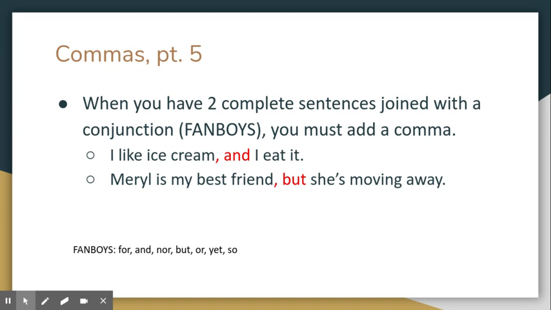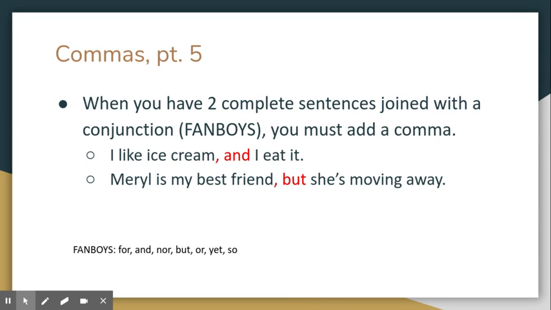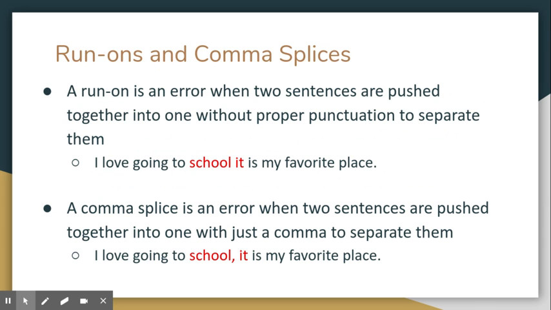Commas part 5. When you have 2 complete sentences joined with a conjunction, your fanboys, which are listed here at the bottom, you must add a comma before the conjunction. I like ice cream, comma, and I eat it. Meryl is my best friend, comma, but she's moving away. So sad.